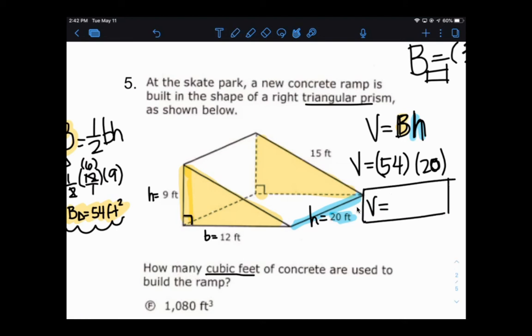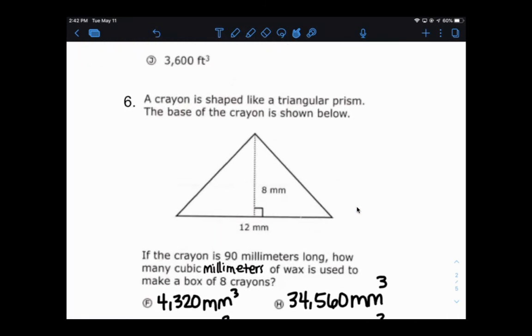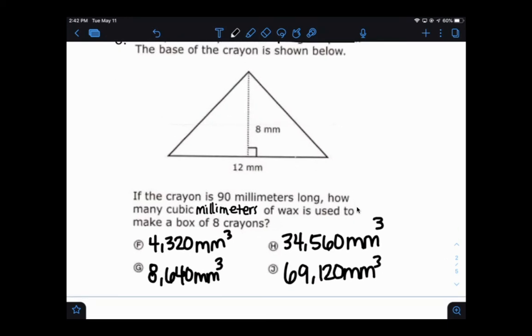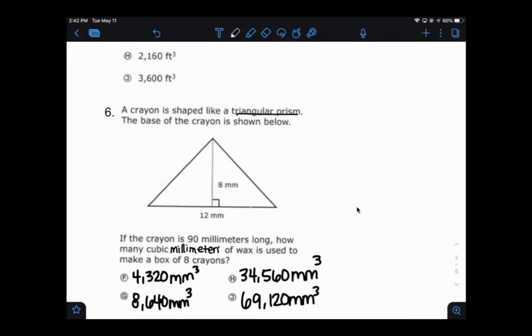Okay. And then the last problem of this little video says that a crayon is shaped like a triangular prism, right? Triangular prism. The base of the crayon is shown below. If the crayon is 90 millimeters long, how many cubic millimeters of wax is used to make a box of 8 crayons? You know, some small boxes of crayons have 8. So we need to find the volume, right?